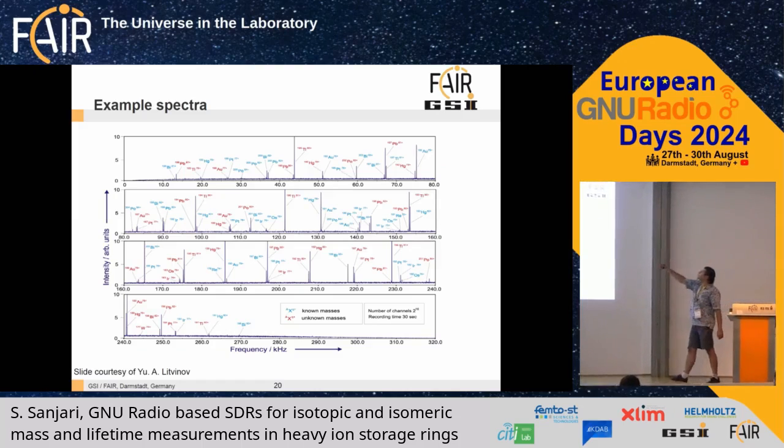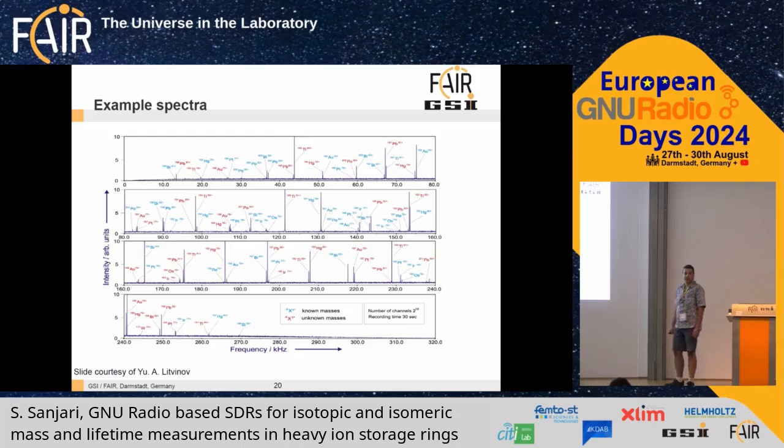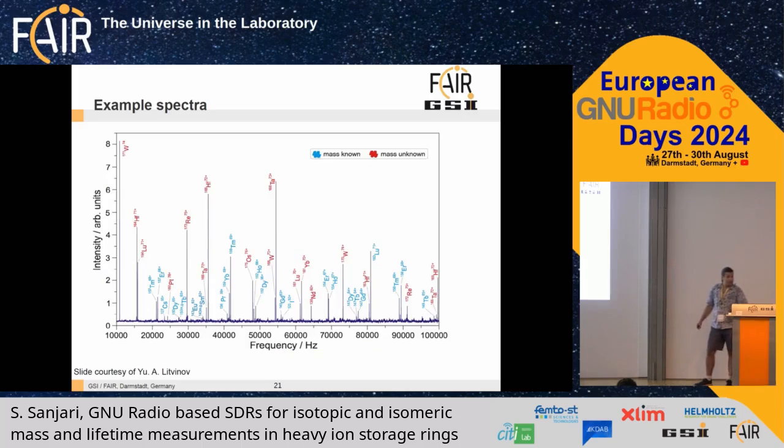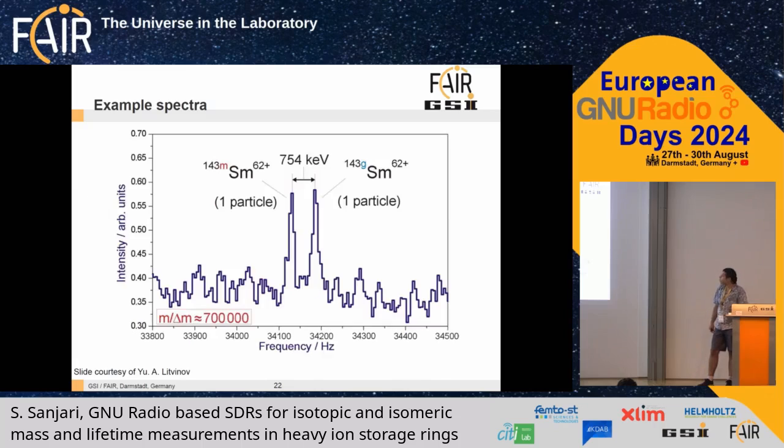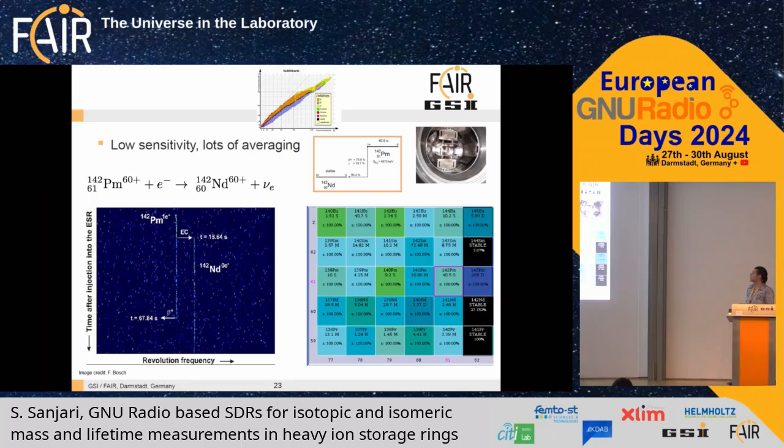This is a spectrum of all the possible lines that we can see. It is a two-dimensional spectrum, and you see all possible nuclear isotopes that you can see after an injection into the storage ring. You can zoom in to get more data. You can even zoom in to see the isomeric contamination of the individual isotopes.